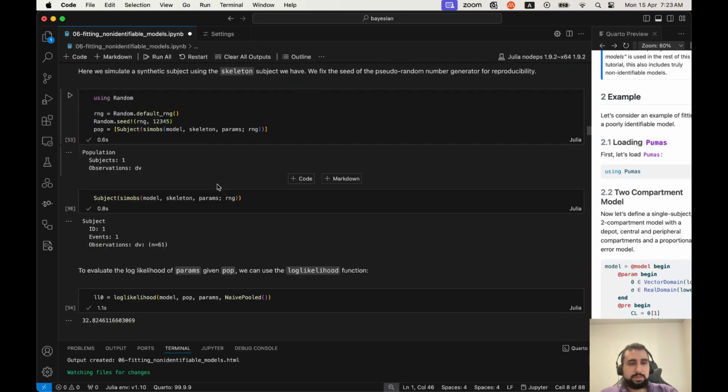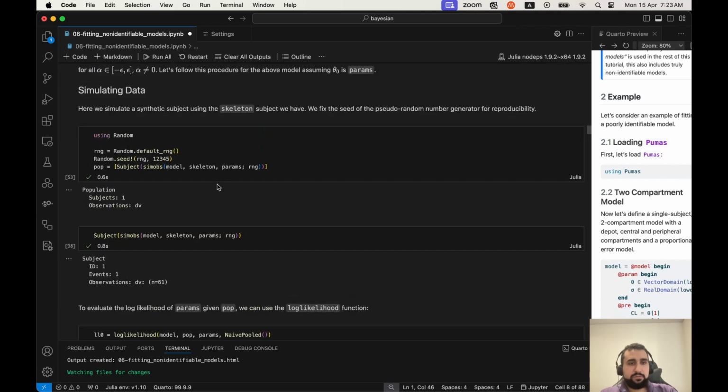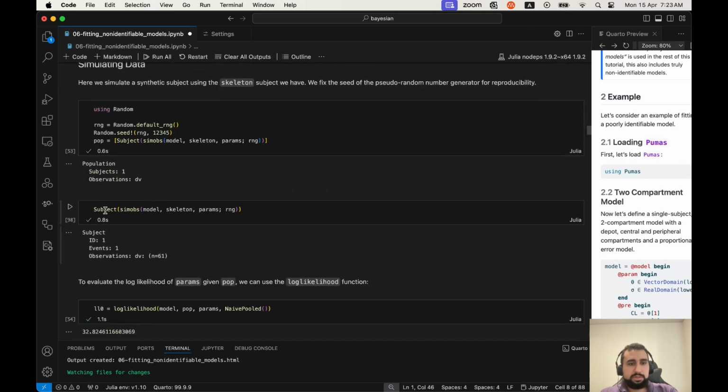So you pass in different types of inputs, you get different behaviors for the same function. And so here, we're actually using it just to convert the output of SimObs to a regular subject, which we can use for fits and simulations and so on. This is a technicality, but it's an important one that we need to be aware of.